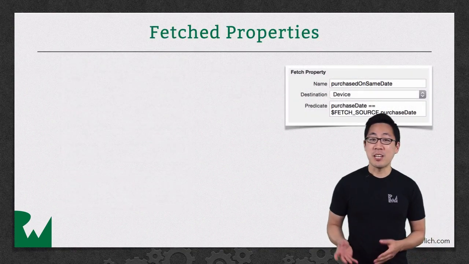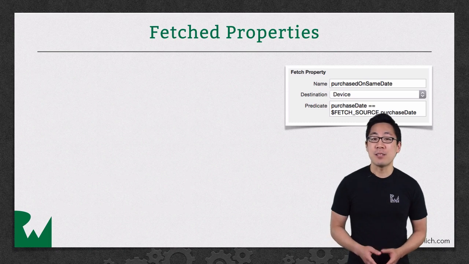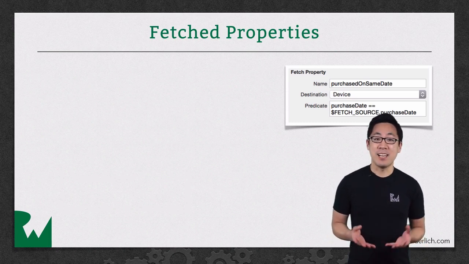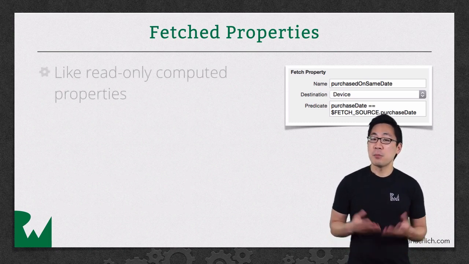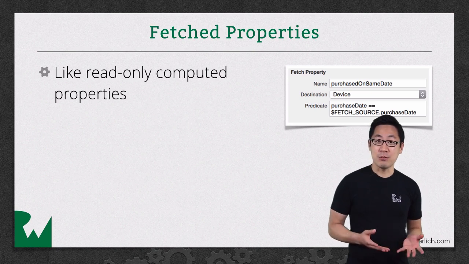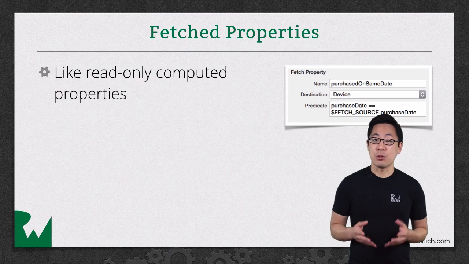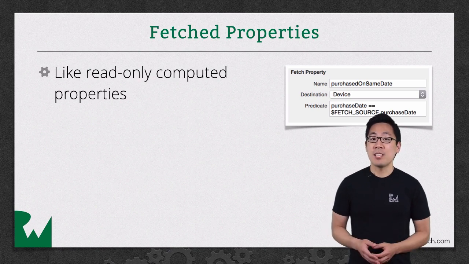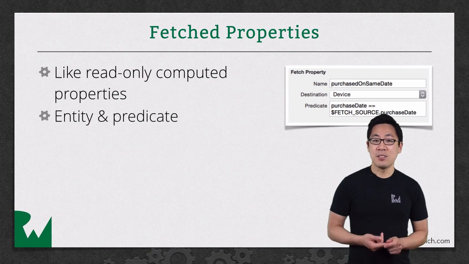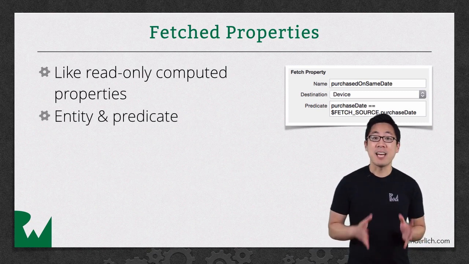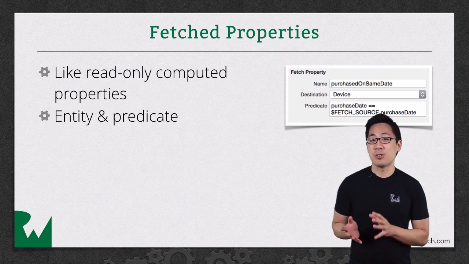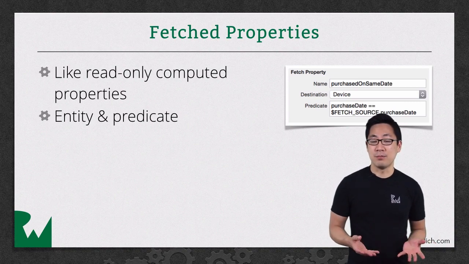Aside from attributes and relationships, you can also add fetched properties to your core data entities. These are like computed properties on objects in Swift, in that they're like read-only properties that perform a stored fetch request. When adding one to a property, you just specify an entity and a predicate. When you access the property at runtime, core data will execute and cache the results, and then return an array with those results to you.